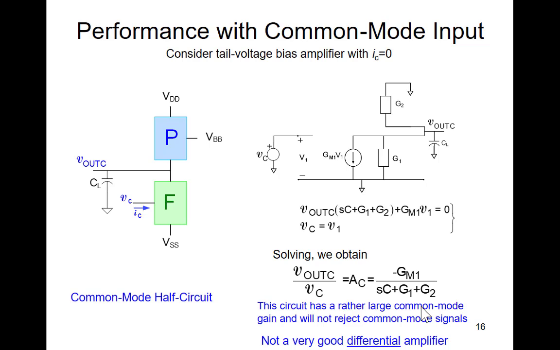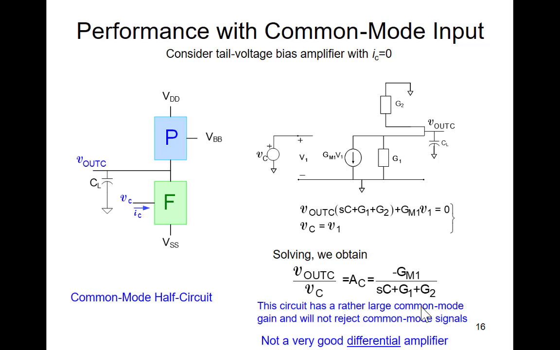And I can solve for V out. I can eliminate V1. There's one extra unknown in here, and that extra unknown is V1. So I can eliminate V1 from these 2 equations. And I get V out common over VC, which by definition is the common mode voltage gain, is equal to minus GM1 over SC plus G1 plus G2.